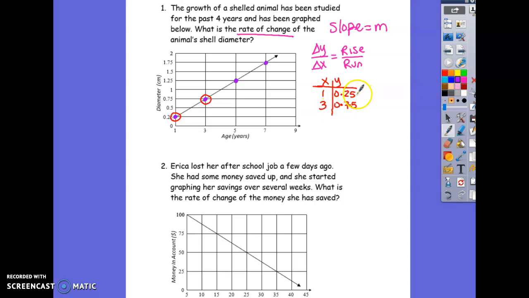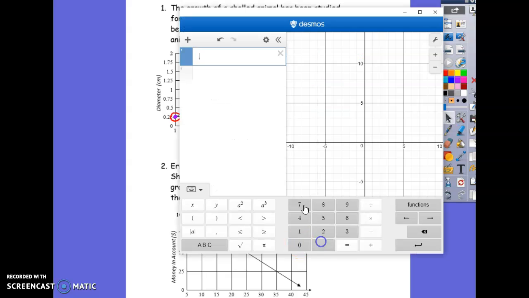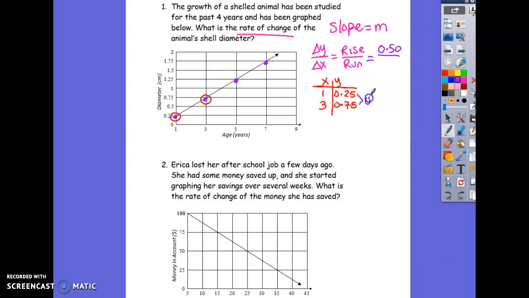How much did my y change by? ¿Cuánto cambió? 0.50, right? From 0.25 to 0.75. That's 0.50. Okay, those of you who can't see that, you just subtract it using decimals. You would do this. 0.75 minus 0.25. Enter. Okay, 0.5. That's how you would do it in decimals. You subtract. So 0.50.